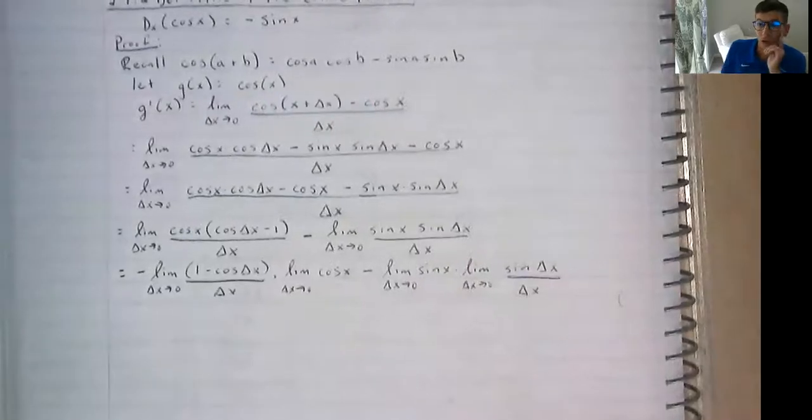Sorry, I'm getting wonky. We're okay. Deep breath. And then let's just apply these limits. We're okay. We got this.